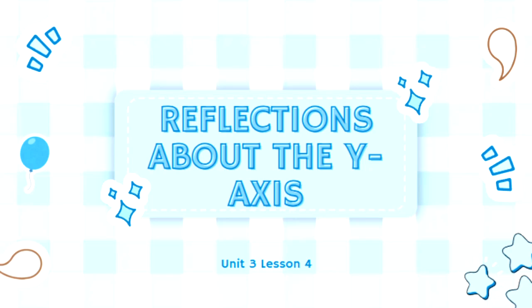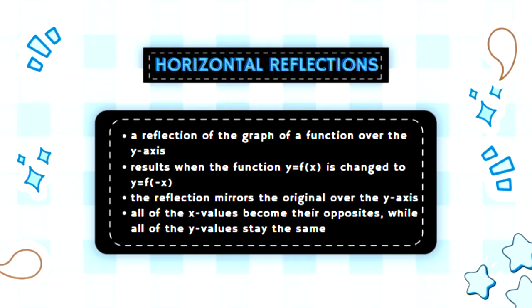It completely derailed. Unit 3, Lesson 4, Reflections about the y-axis. A horizontal reflection is a reflection of the graph of a function over the y-axis. Last time we did the x-axis, so it was flipping up and down. Now it's flipping left and right, okay?